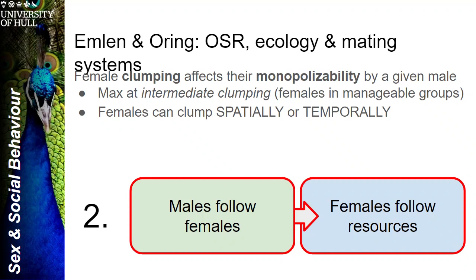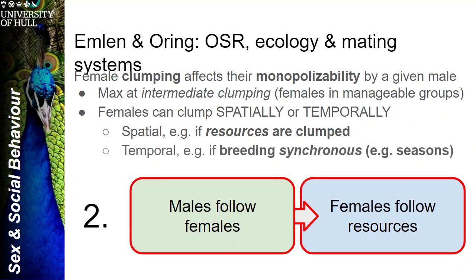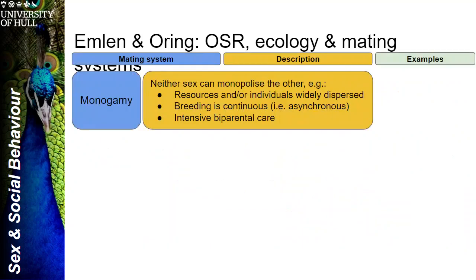But females can clump spatially, as in they can form little groups in space, or they can clump temporally. For example, spatial is if resources are patchy. Temporal, for example, is if they have to come together at a particular time to breed, if there's a breeding season. And both of these, this is the link to what happens on the ground. This links through to a species' ecology. So let's have a look at how species with different ecology play out in terms of their mating systems.